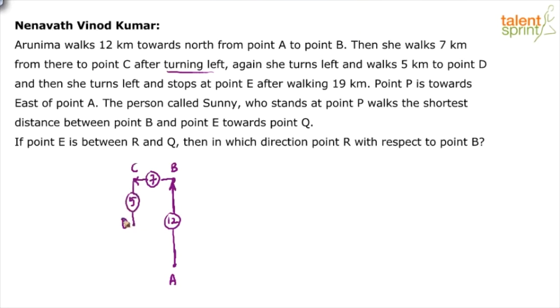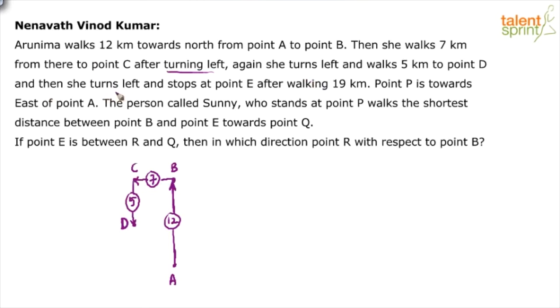This is point D. And then she turns left. Now again she turns left. You're getting it? We have reached point D. She is in this direction now, south. Now she turns left. Remember, when a person is facing south, left would mean right on paper. So again she turns left.